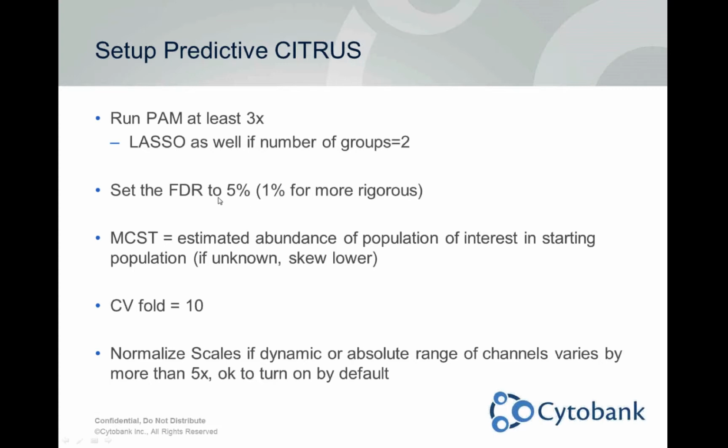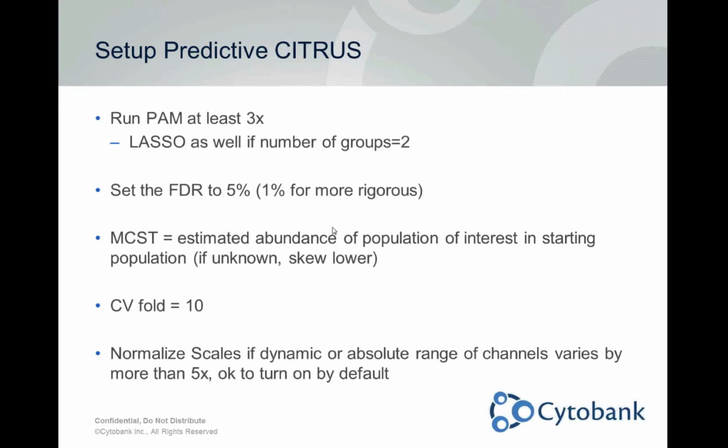Same rules apply for the minimum cluster size. If you know your estimated abundance of a population of interest, feel free to enter that in. If you don't know, skew a little bit lower than you estimate, but don't skew too low because you're making it much more difficult to find any significant differences between your groups.